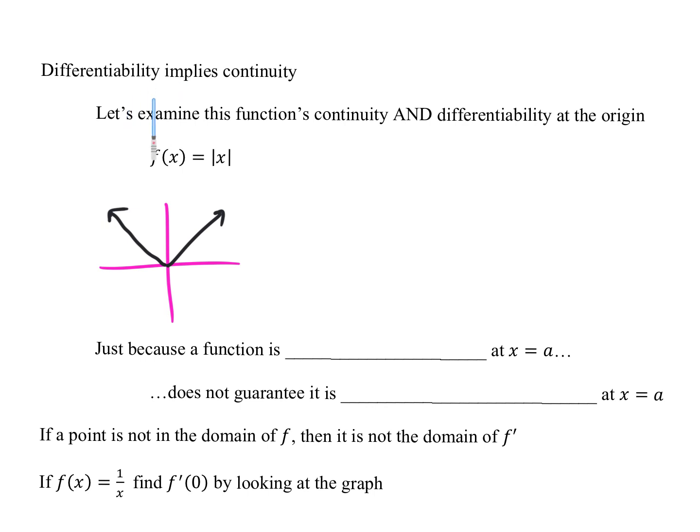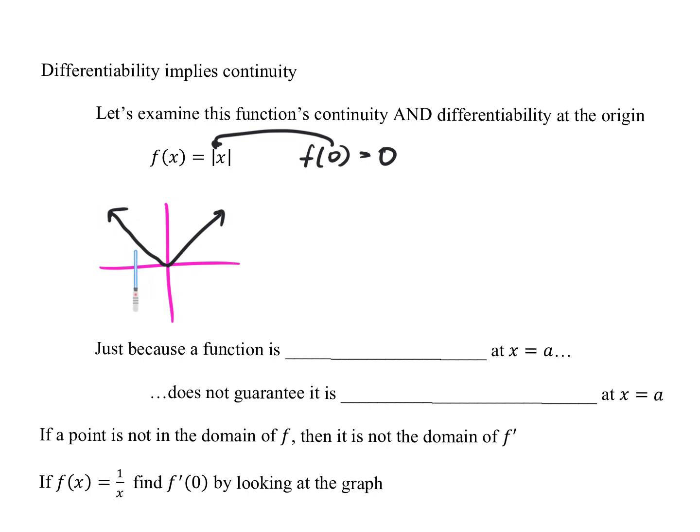Because what I said, Bondi, is let's examine the function's continuity. Would you say this function is continuous? Yes, because f of 0 equals 0. It's got the point (0, 0). So at least we're continuous. Why is it not differentiable?